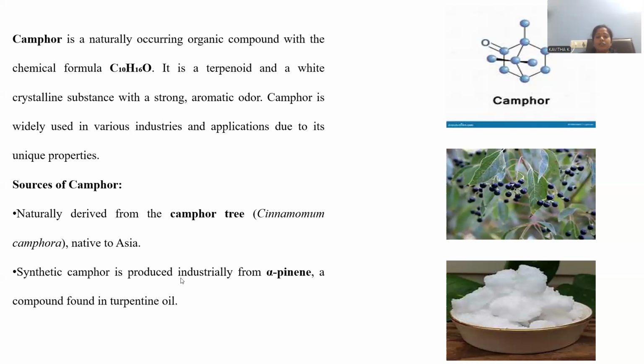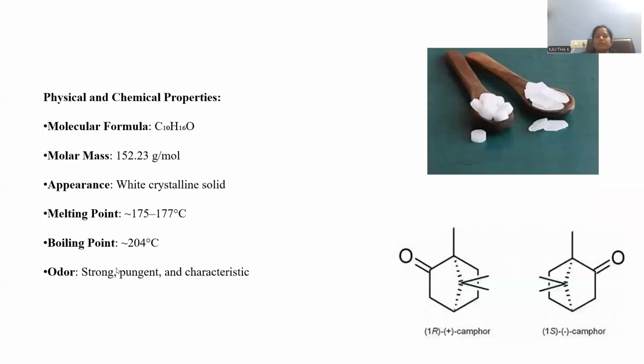Synthetic camphor is produced industrially from alpha-pinene. Alpha-pinene is a precursor; in an earlier session, we covered the entire history of alpha-pinene. Alpha-pinene is the precursor from which camphor can be synthesized in the laboratory. It is a compound found in turpentine oil. Everybody is aware of turpentine oil and varnish; these are solvents utilized in painting or adhesives. So this is where we are able to extract camphor from.